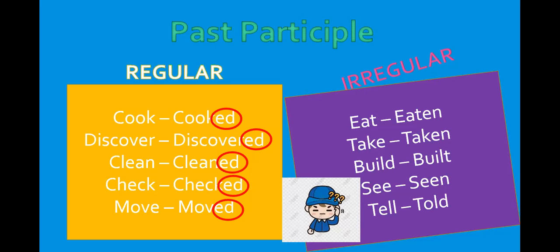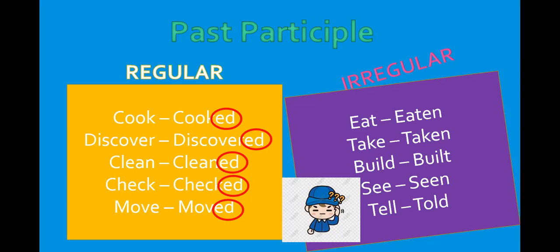There is no way around it. Okay, so for example, when we say eats, what's the past participle form? We say, well, eaten. How do you know? I don't really know how, but that is the form. You just have to remember: eat, eaten; take, taken; build, built; see, seen; tell, told.